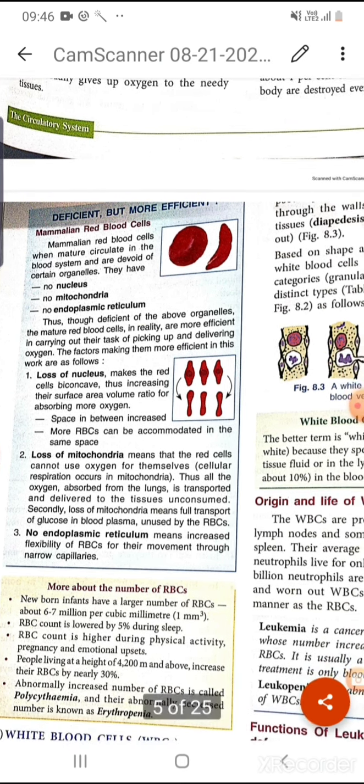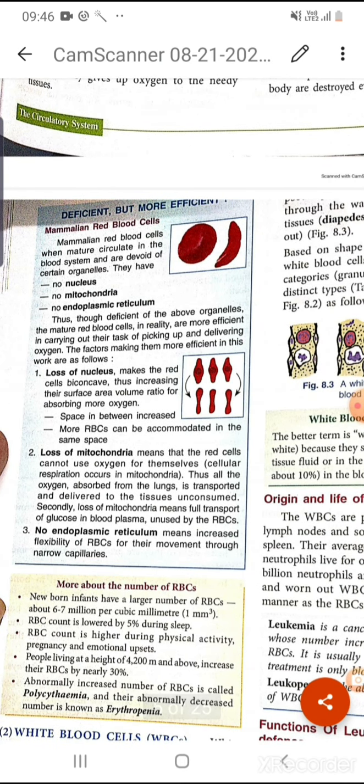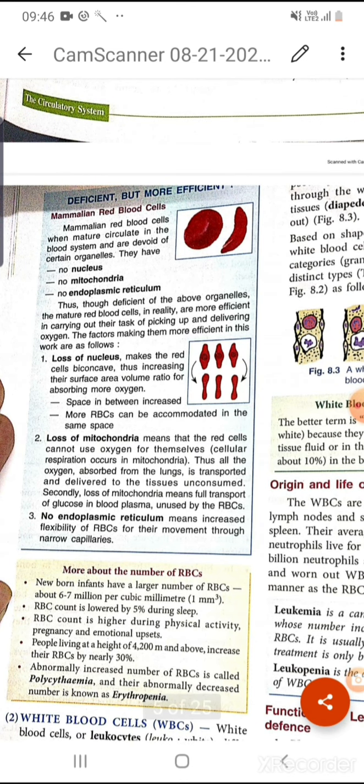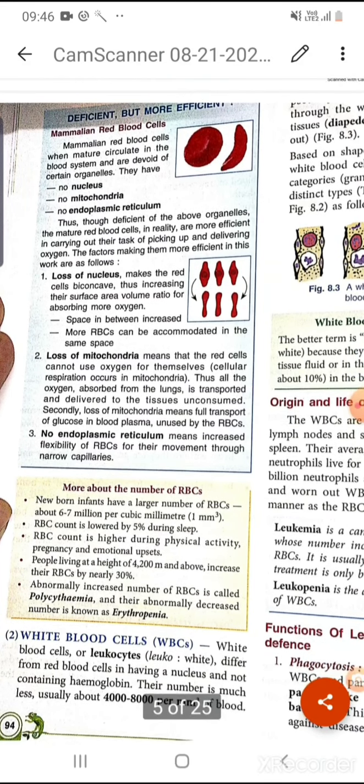Now in mammalian cells, RBCs do not contain the nucleus and the mitochondria also, but they are very efficient. They are very much responsible for transporting oxygen, and they are the most important cells of our blood.